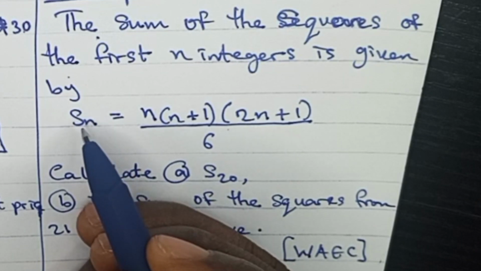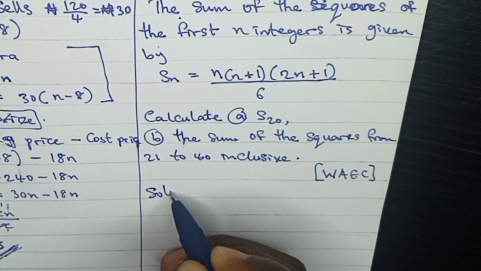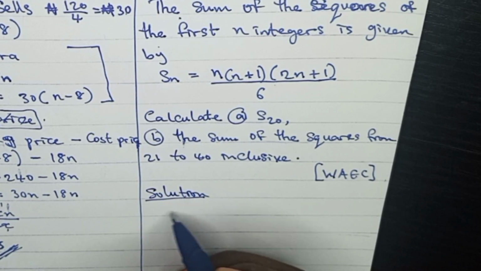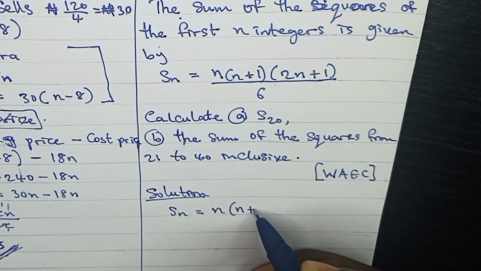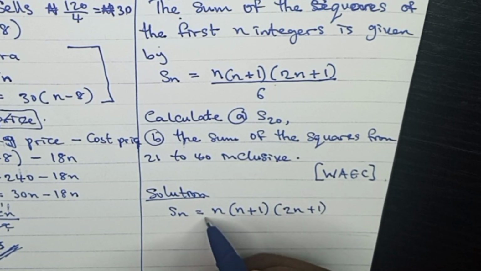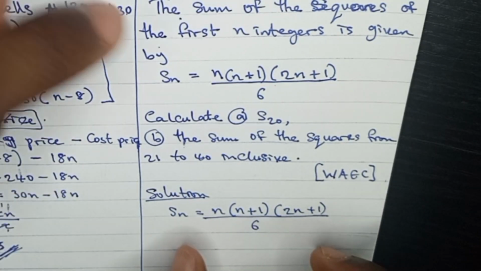So we are given a formula. This is the formula we are given. Solution. This is the formula given: Sn equals n into bracket n plus 1 into bracket 2n plus 1 all over 6. What's the meaning of this?